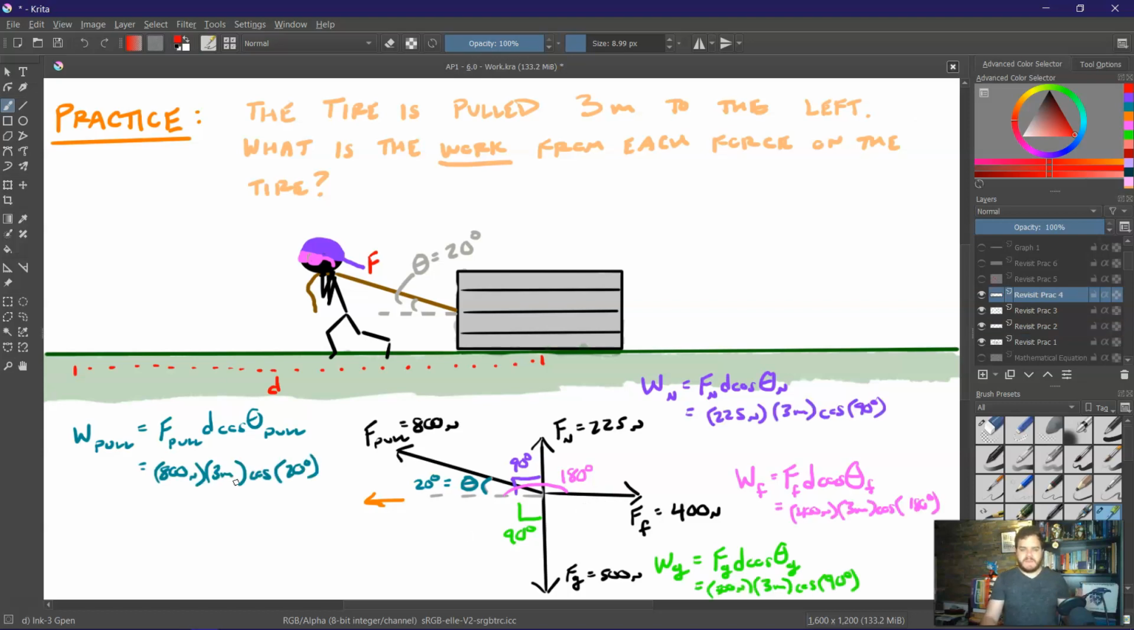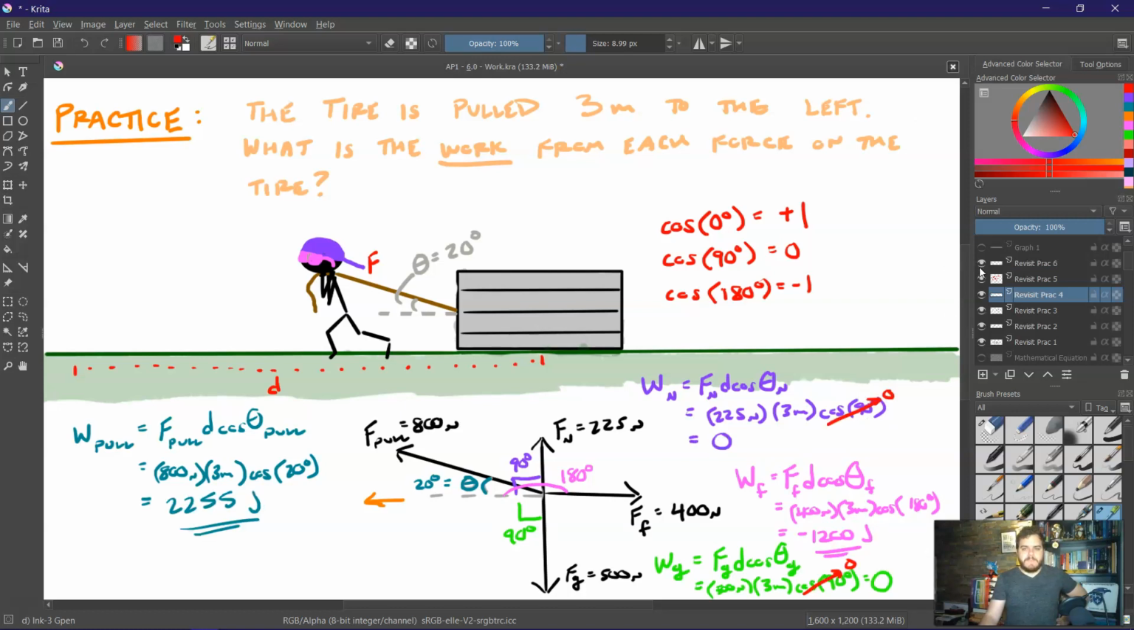So I'm going to go and set these up. All I did was plug in numbers here. And if we remember our pre-calc class, and think about the unit circle, for instance, cosine of 0 degrees is positive 1, cosine of 90 degrees is 0, and cosine of 180 degrees is minus 1. That immediately tells us that if I look at these three, I can plug some numbers in immediately.